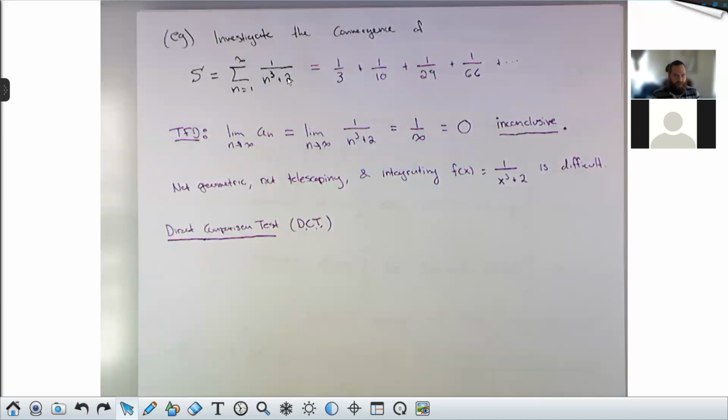Like 1 over n, not going to 0 fast enough. 1 over n squared, that is going to 0 fast enough. 1 over n cubed. If the 2 wasn't here, what could you tell me about this series?